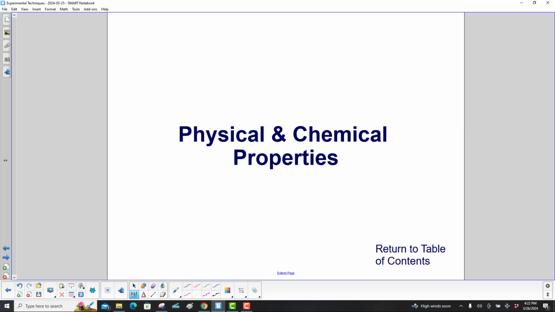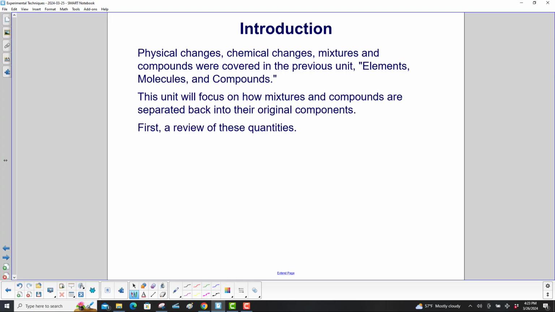Physical and chemical properties. Physical changes, chemical changes, mixtures, and compounds were covered in the previous unit, elements, molecules, and compounds. This unit will focus on how mixtures and compounds are separated back into their original components.